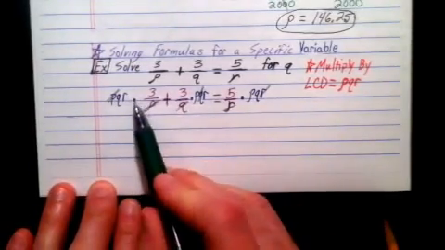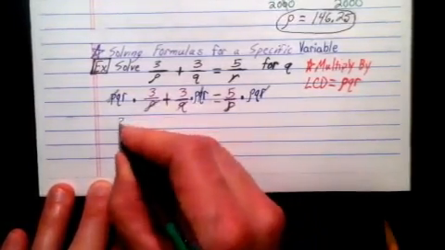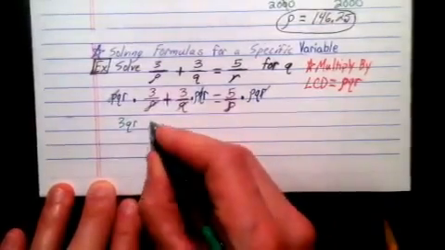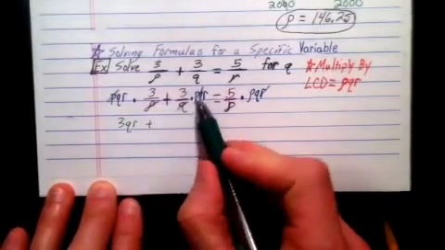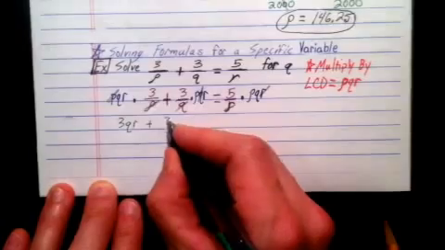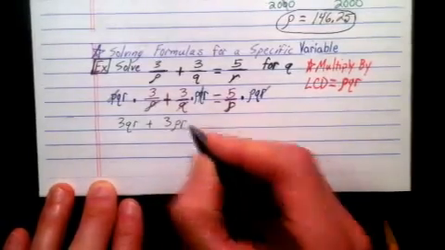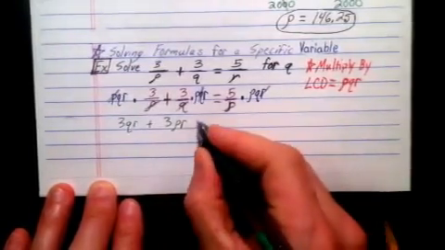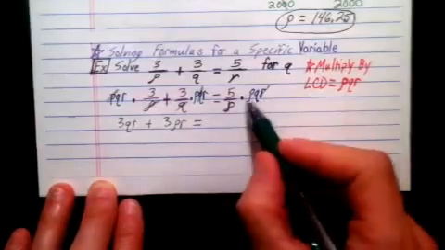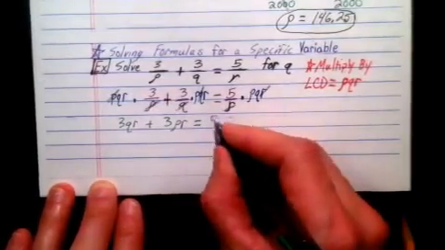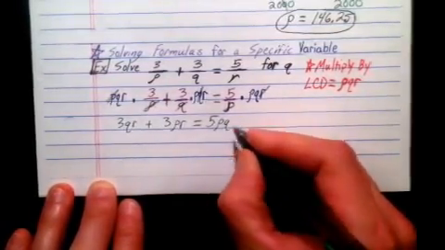So we have a QR times 3. We can just write that as 3QR. Plus, we have a 3 times a P times an R, so 3PR, equals, we have 5 times PQ. So 5PQ.